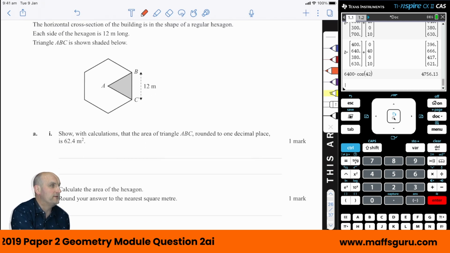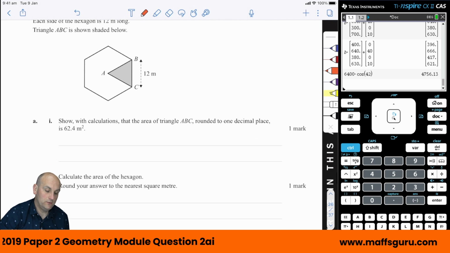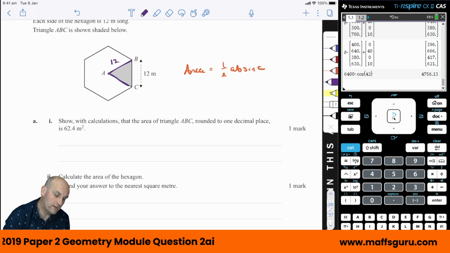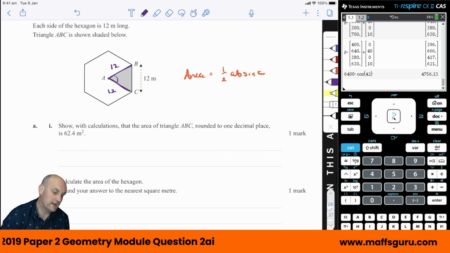Okay, so I'm going to use the area formula, half ab sine C. That's the form I'm going to use because I know that this length here is 12, I know that length there is 12, and I can work out that angle there because it's a regular hexagon. That angle is 360 degrees divided by 1, 2, 3, 4, 5, 6. So that angle there is going to be 60 degrees.